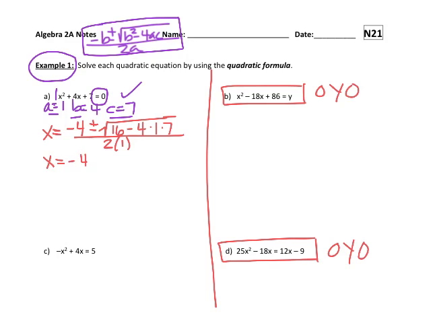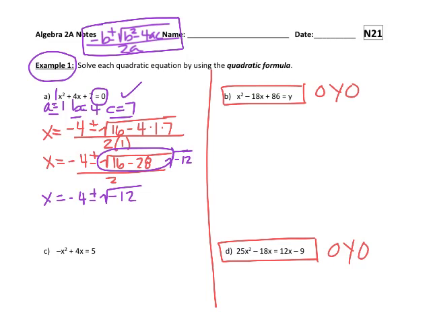So -4 stays as it is. Now, what is this under the radical symbol? We have 16 minus 4 times 1 times 7. Well, that's -28, and the bottom is just going to stay 2. Now, if I clean up my radical over here, this whole thing is going to be the square root of -12. So when I rewrite this, I'm going to have x equals -4 plus or minus the square root of -12 over 2.